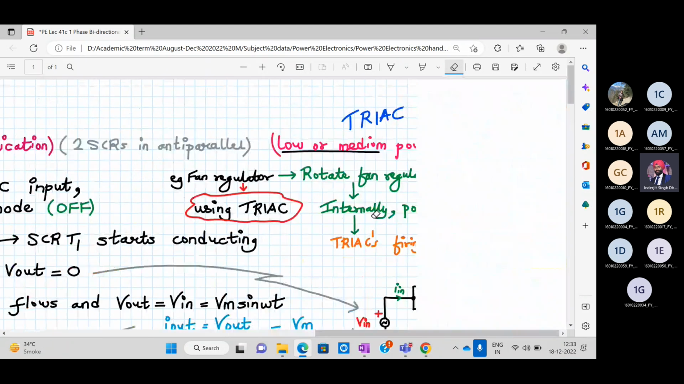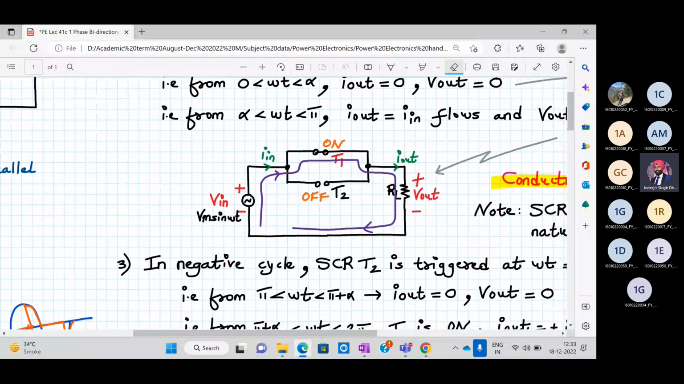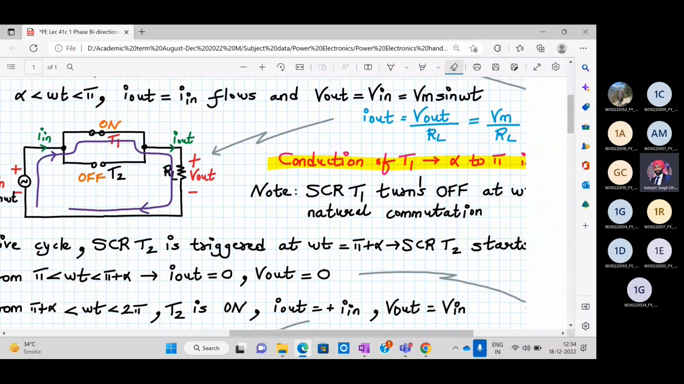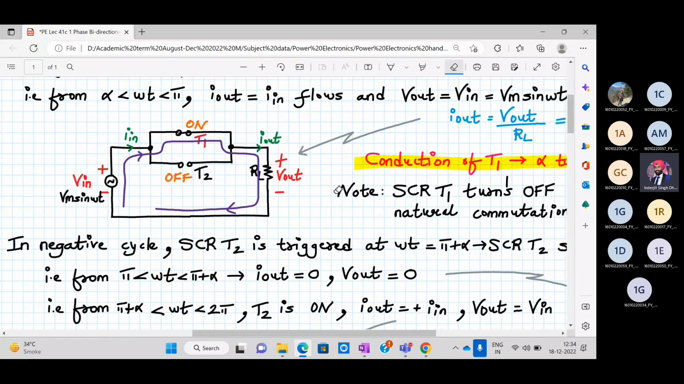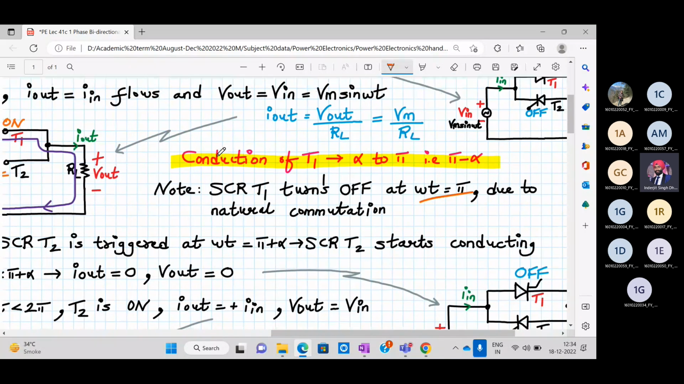So here I have described the working from zero to alpha. This is the period from zero to alpha. Both are off. Then over here, T1 turns on when we apply the gate trigger, so output is equal to Vin. It's the same thing we have explained earlier. So T1 turns off at omega t equal to pi due to natural commutation.